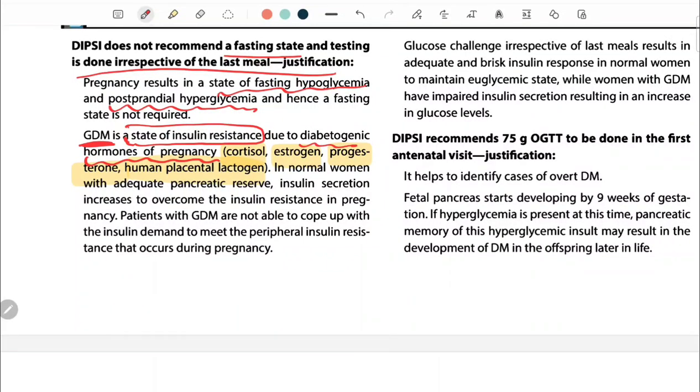In normal women with adequate pancreatic reserve, insulin secretion increases to overcome the insulin resistance of pregnancy. Patients with GDM are not able to cope with the insulin demand to meet the peripheral insulin resistance that occurs during pregnancy.